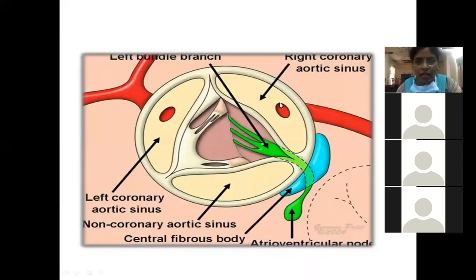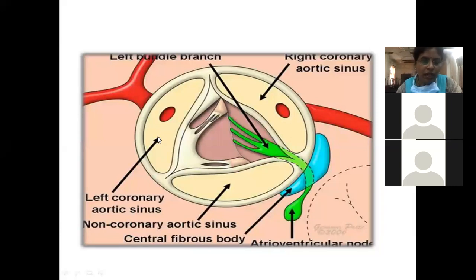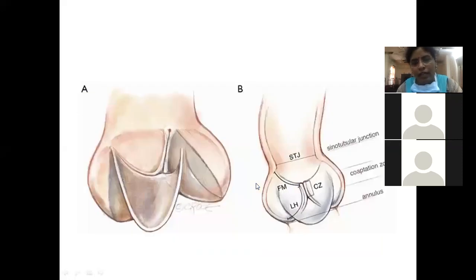Here is the right cusp or right coronary aortic cusp, where the right coronary artery opens. And here you see the left coronary aortic sinus or left cusp. Here it is the non-coronary or posterior cusp. These are the three cusps surrounded by the annulus. Then if you take the section overview, here you see the ascending aorta root where the semi-lunar valves are attached. It's the overview or superficial view.